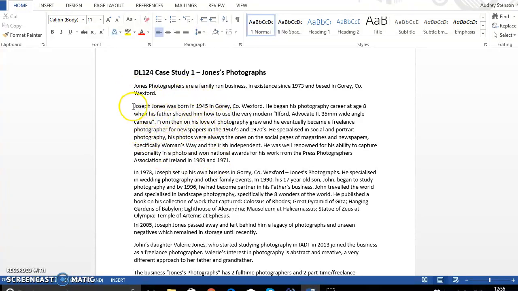So obviously this text would not go onto the website. You need to think about, okay, so what kind of an ambiance should this website have? How should the person who is reading about this family business, how should they feel? So just this paragraph tells us that this business goes back years, and that the photographs that Joseph Jones would take were social and portrait photography. So you can see that people were of interest to him. His photos are always the ones on social pages of magazines and newspapers, specifically Woman's Way and the Irish Independent.